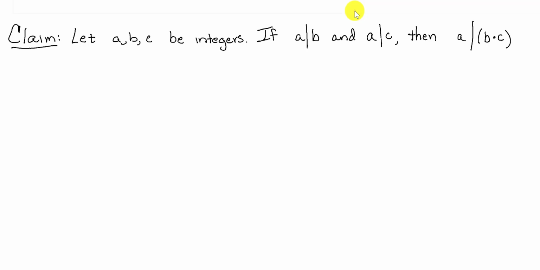Hi everyone. In this video, I'd like to talk about a claim that says let A, B, C be integers, and if A divides B and A divides C, then A divides B times C. So first of all, let's just take a look at what this means, and then we'll dive into the proof. So I'm just going to say, A, B, C are integers.